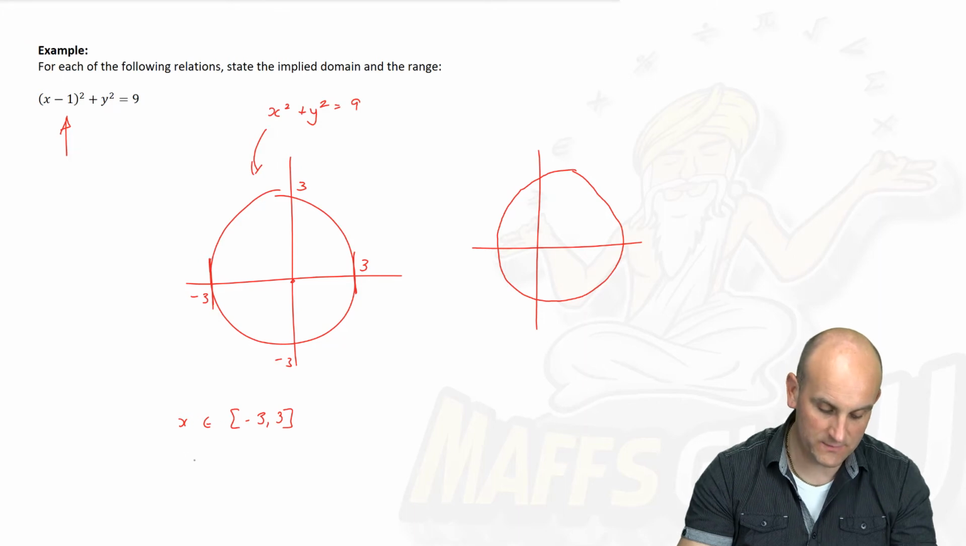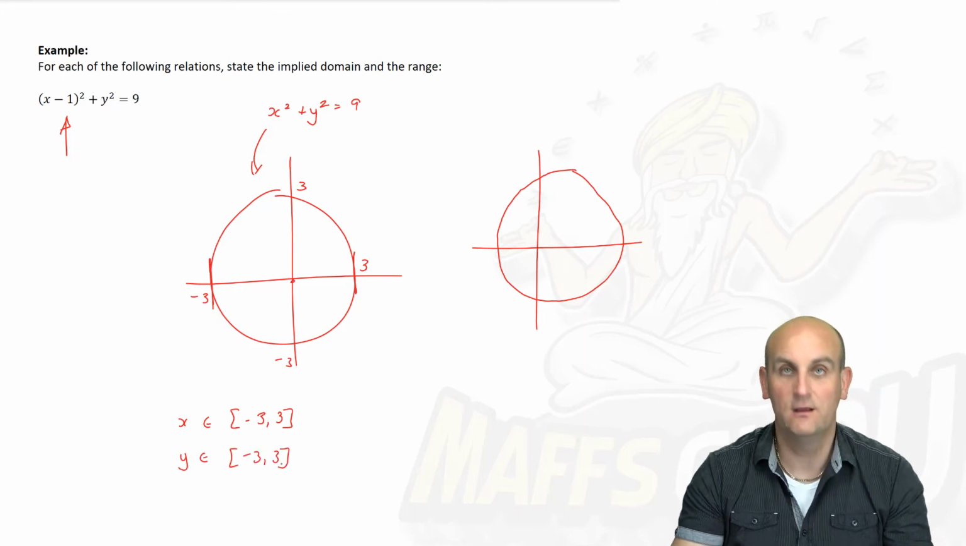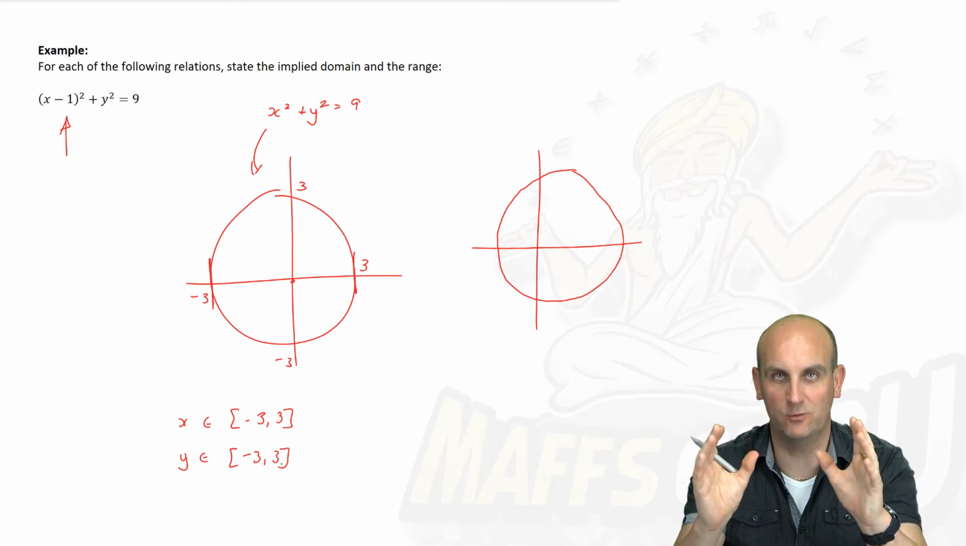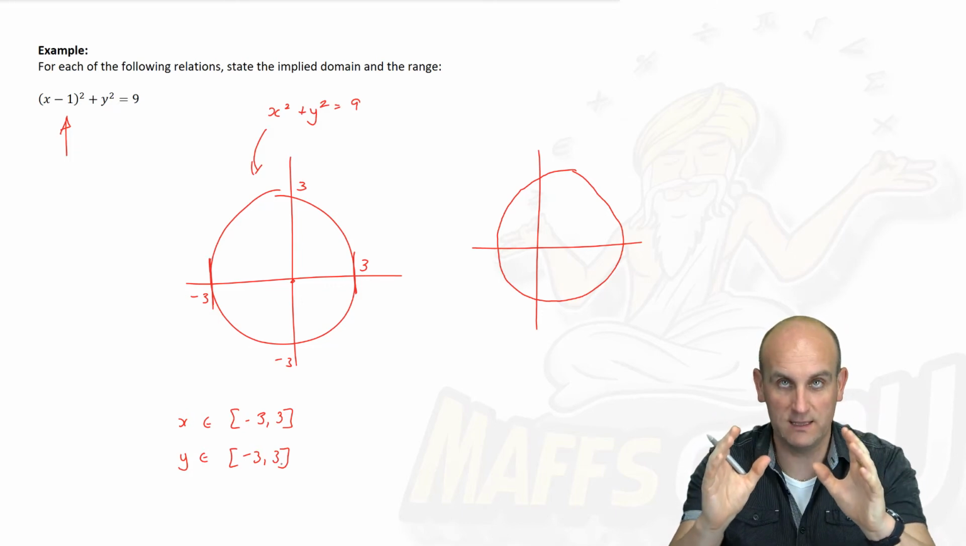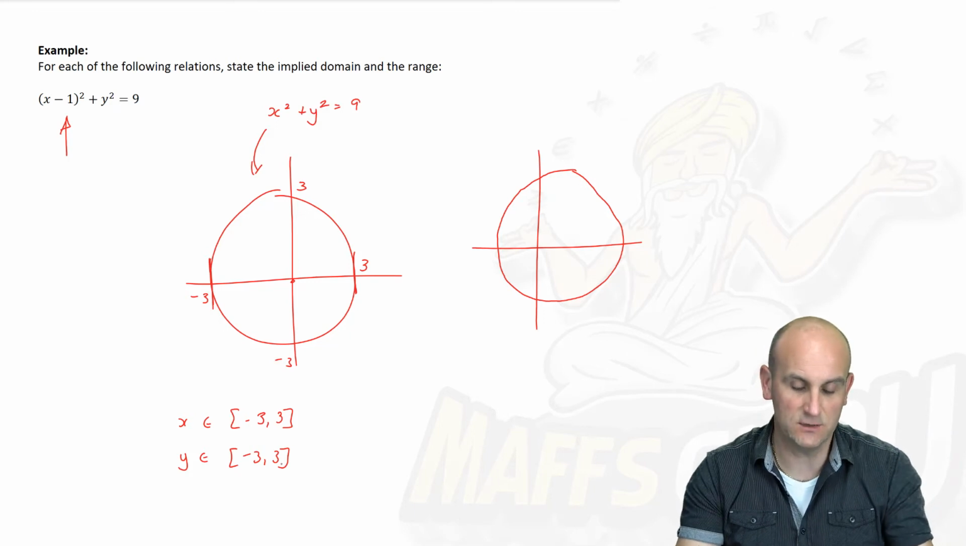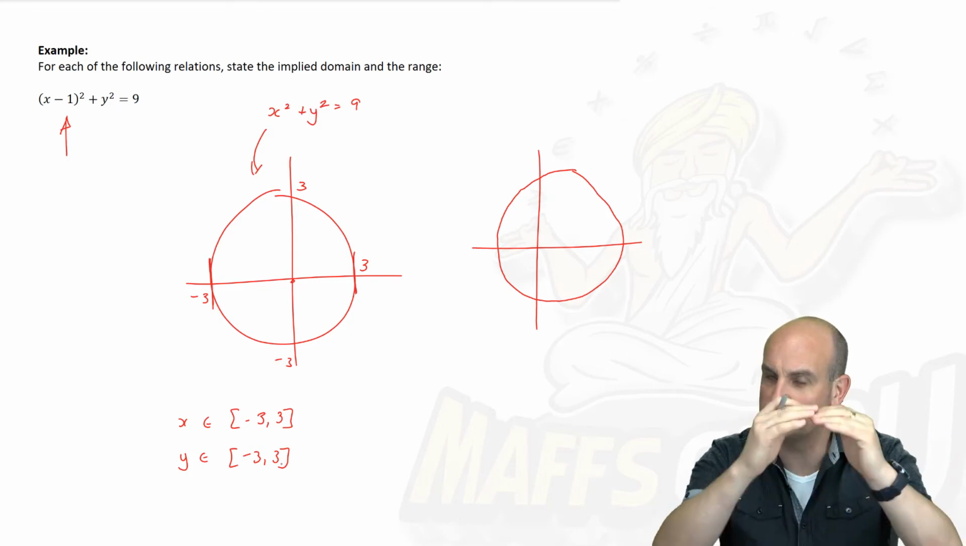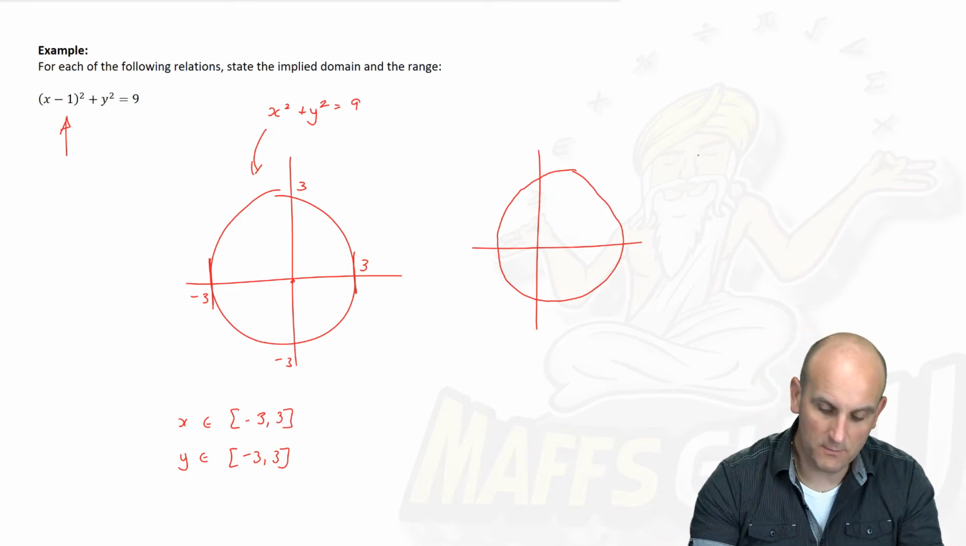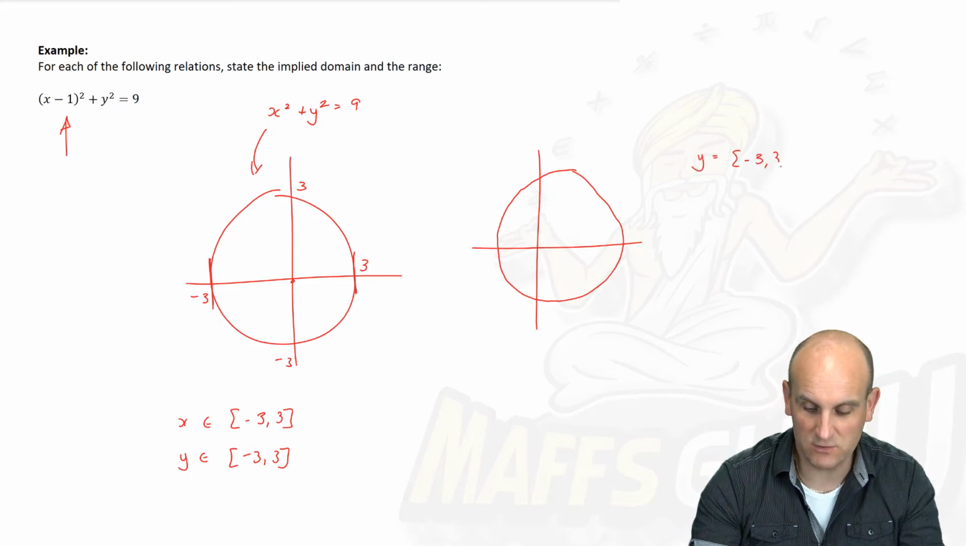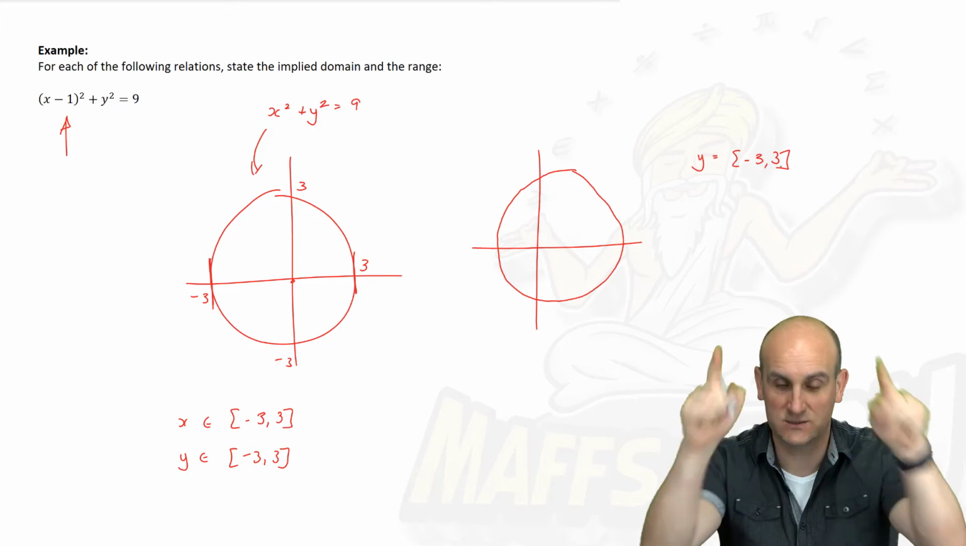What would my range be? My range would also have gone between -3 and 3. But we've shifted that circle 1 unit to the right. And as a result, does that change the height? Did that change my range at all? Nope. So my range is probably the easiest one to work out here, because I know it goes from -3 to 3, including, hence the square brackets.